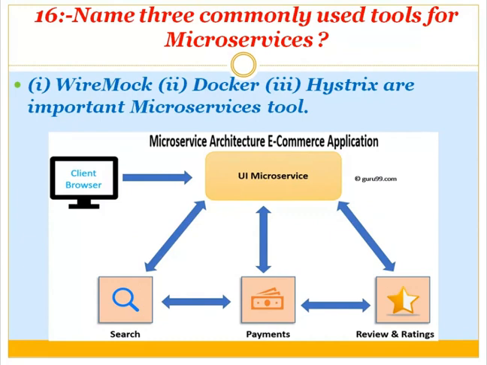Take an e-commerce application as an example of microservice architecture. This is the client, this is the search service, this is the payment service, and this is the review and rating service. Each microservice communicates with the UI microservice, and they also communicate between themselves. This is a simple architecture diagram of a microservice application.